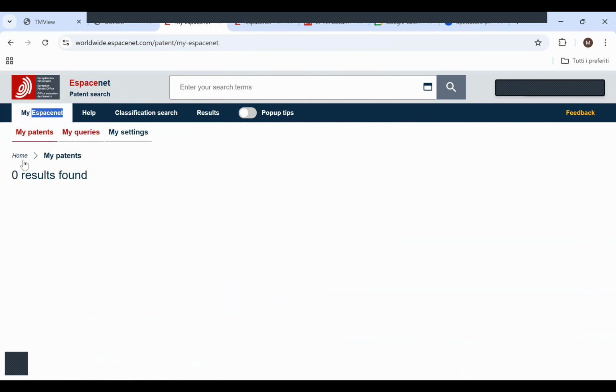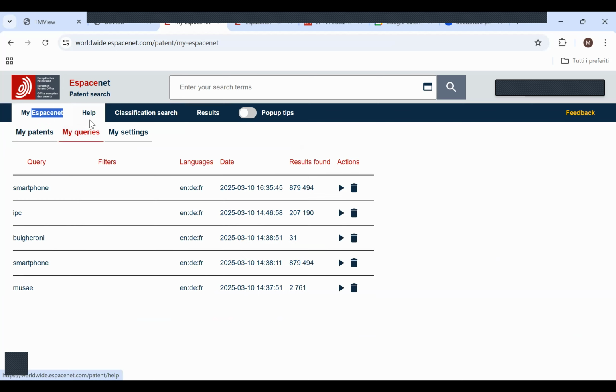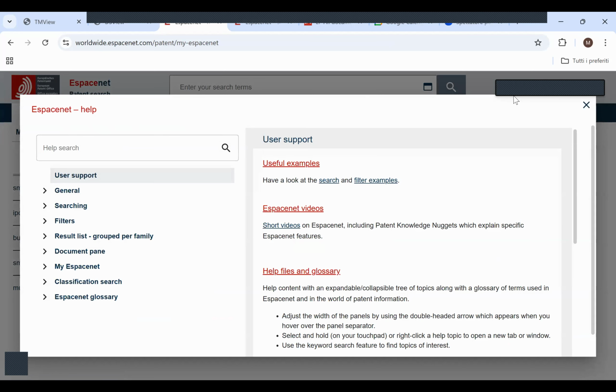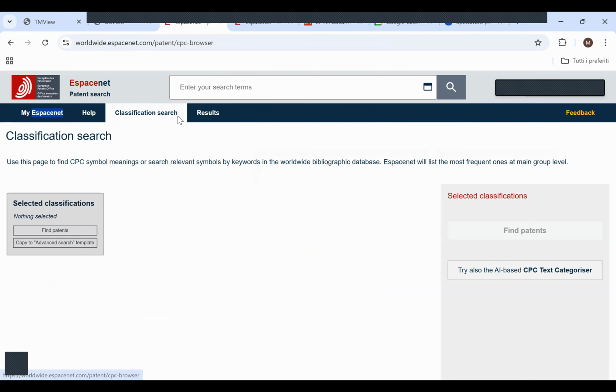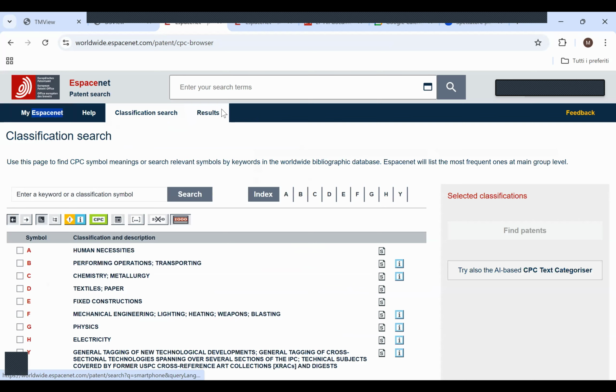What you can do, you may save some results if you want. So these are the ones I tried before. I tried also myself to find our patent. You have your classification, you have a result. This is the classification that we have found. So it's really a full engine to make a search. I suggest you to use it.